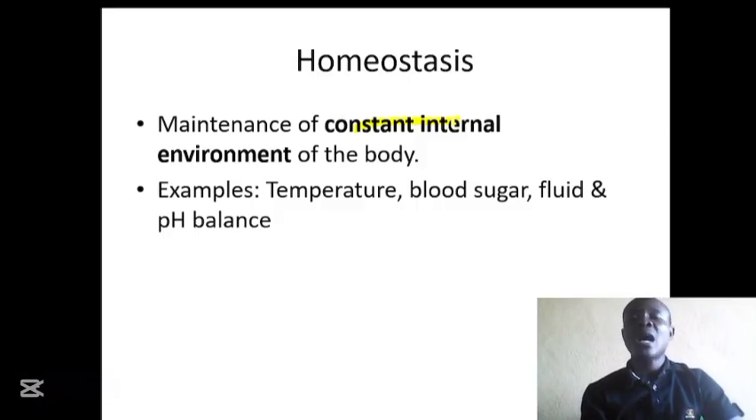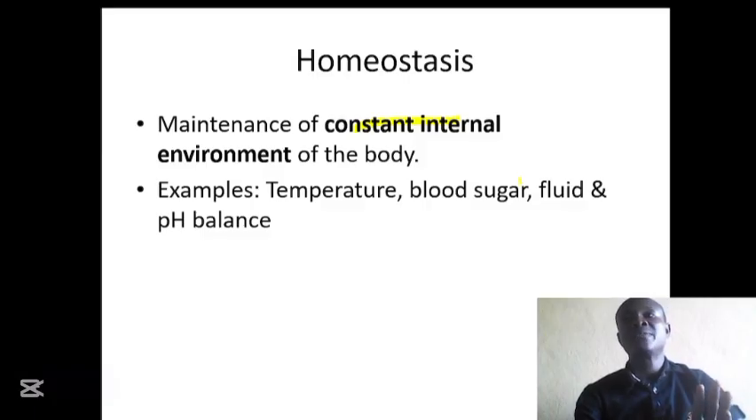For example, our body temperature is not constantly changing as the environmental temperature is changing. As we have in reptiles, amphibians, and Pisces, they have variable body temperature. And we need to maintain the blood water level. We also need to maintain the pH balance of the blood. So the maintenance of the constant internal environment of the body is what we call homeostasis.